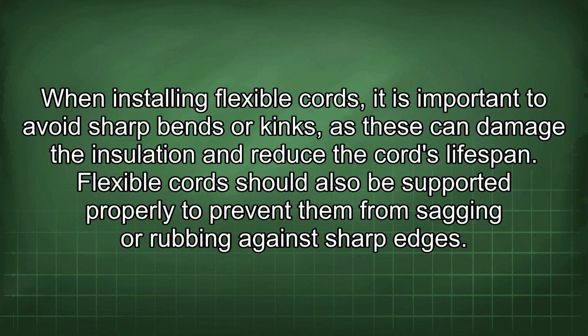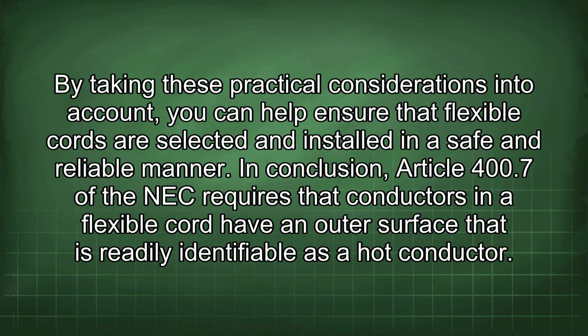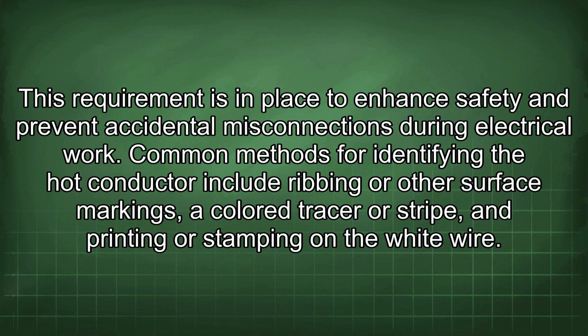When installing flexible cords, it is important to avoid sharp bends or kinks, as these can damage the insulation and reduce the cord's lifespan. Flexible cords should also be supported properly to prevent them from sagging or rubbing against sharp edges. By taking these practical considerations into account, you can help ensure the flexible cords are selected and installed in a safe and reliable manner. In conclusion, Article 400.7 of the NEC requires that conductors in a flexible cord have an outer surface that is readily identifiable as a hot conductor. This requirement is in place to enhance safety and prevent accidental misconnections during electrical work.